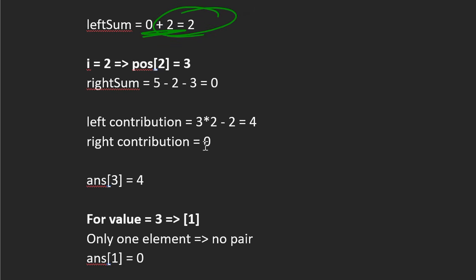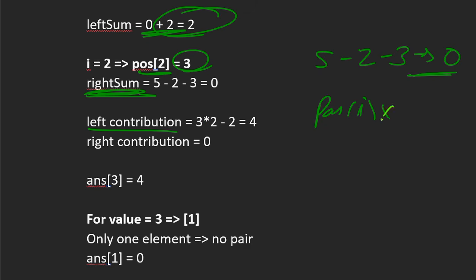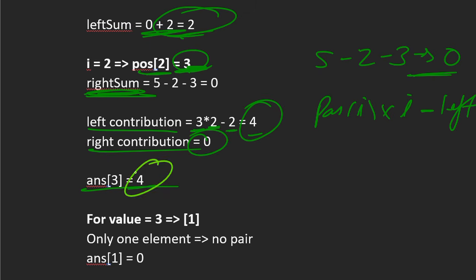Then for i is equal to 2, we have the index number as 3. First we find the right sum, that is total sum minus left sum minus the current element, that is 0. Then we find the left contribution. Position of i into i minus left sum. Position of i is 3 and i is 2 minus left sum is 2, so it will be 4. Right contribution is still 0, so the answer will be left plus right, so 4, right?